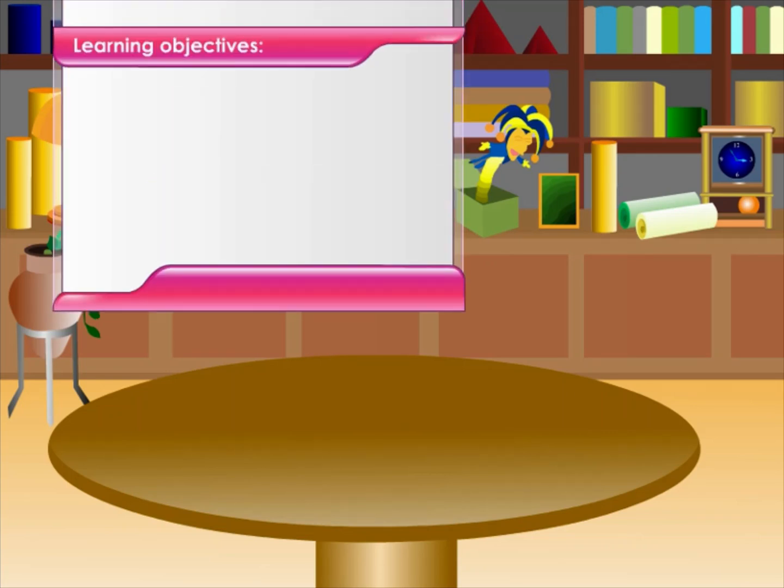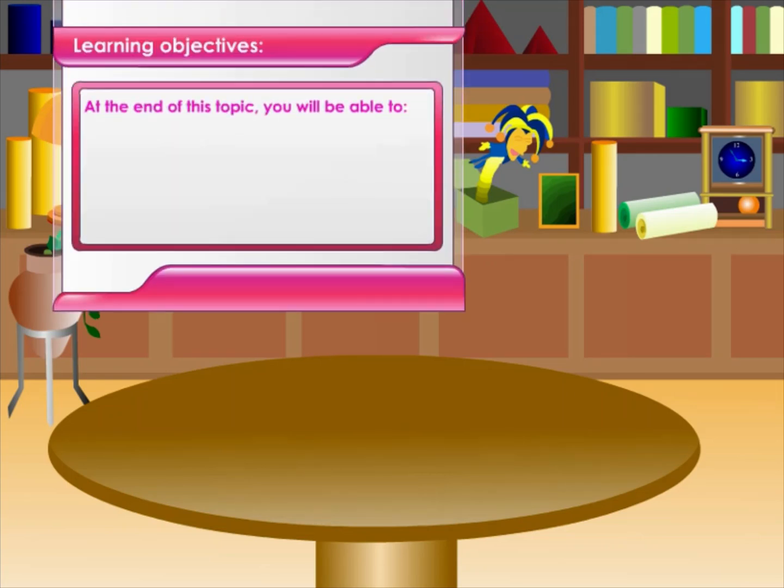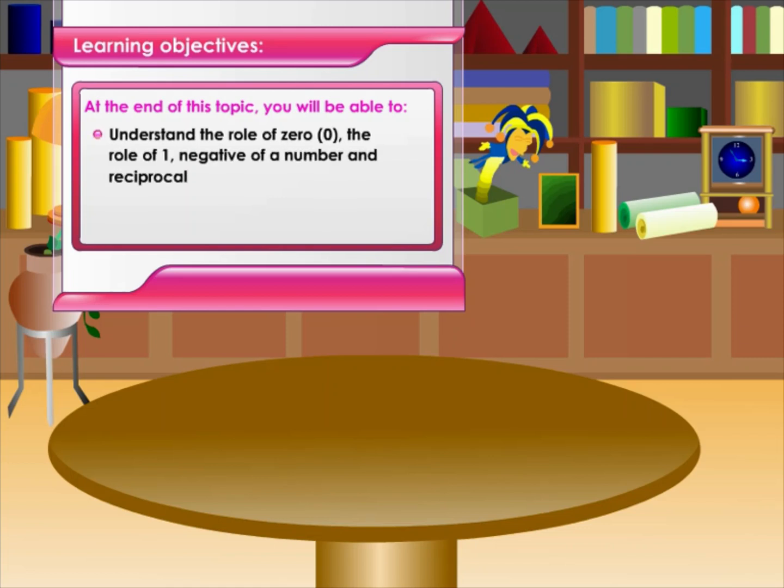Learning objectives. At the end of this topic, you will be able to understand the role of 0, the role of 1, negative of a number, and reciprocal. Learn distributive property of multiplication over addition for rational numbers.